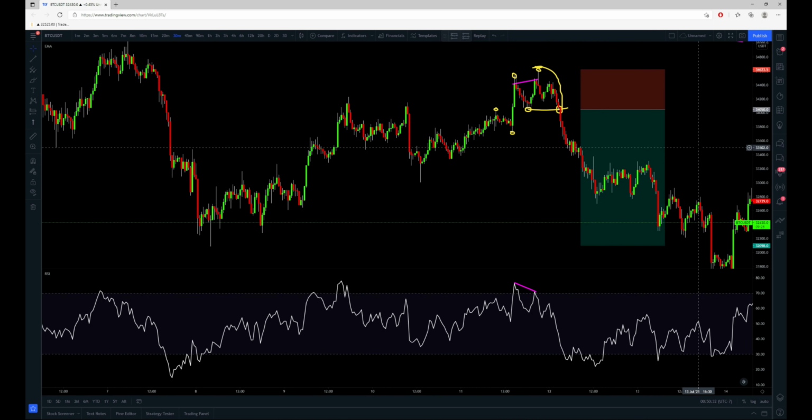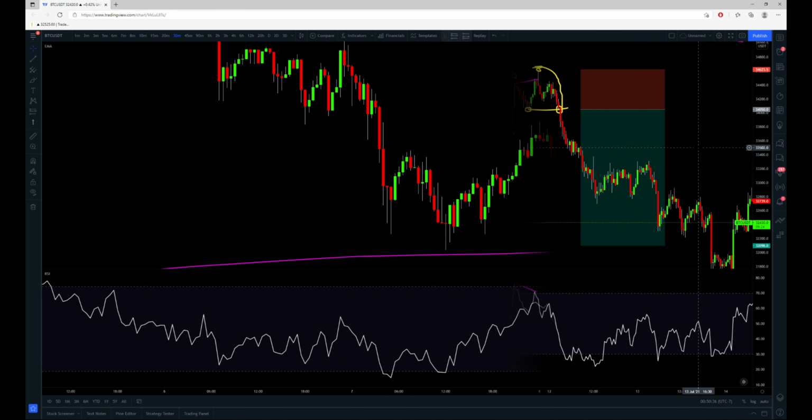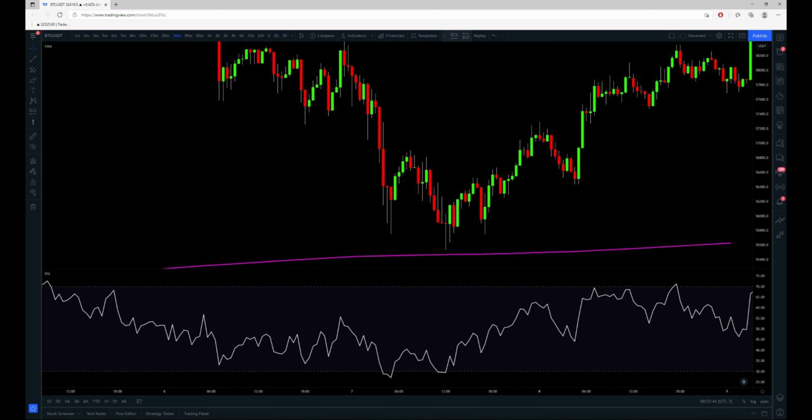But anyway, let's move on to a few more examples, both shorts and longs. Here is a long example. So we can see that the price is now above the exponential moving average, so we're only going to look for a long. We next need to see that the RSI goes oversold, which it does right here.